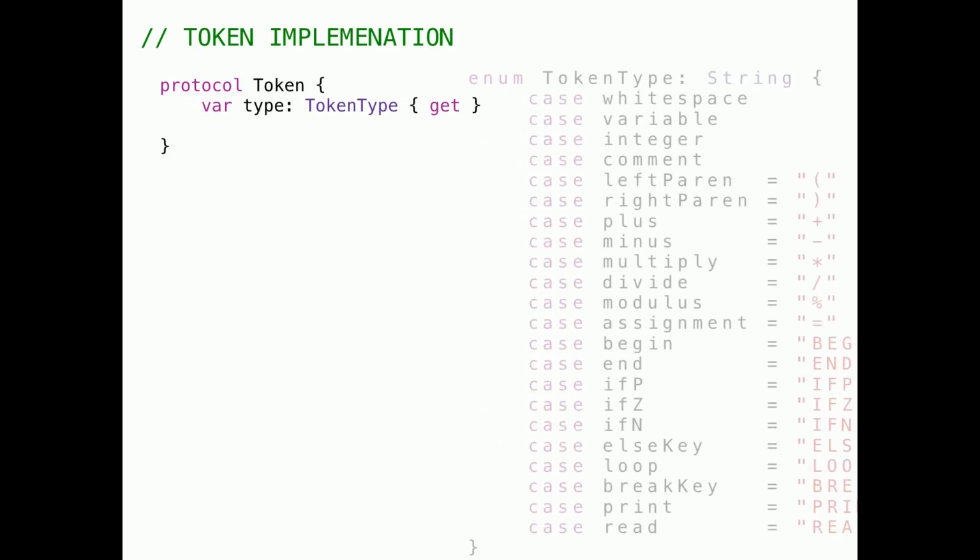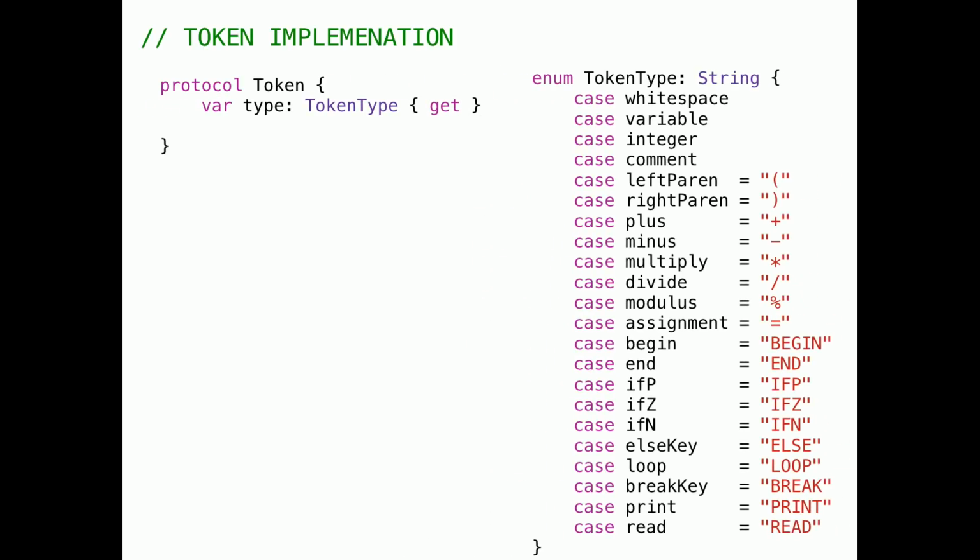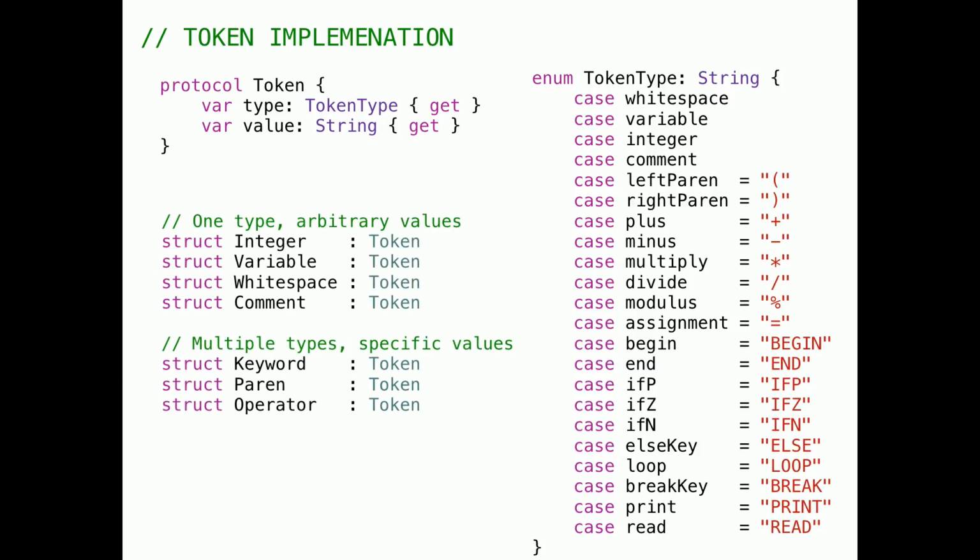Well, let's start by implementing the token. So we said that it had to carry forward the type of token that it is, and we'll do that with an enumerated type. We'll back that with a string, and we'll see why that's important in a little bit. And then we said we had to carry forward the raw value from our bitseed source code that this token represents. So it turns out there are two classes of tokens, and we need to look at how to implement each class. The first kind has one specific type, but can store arbitrary values. And the second kind has multiple types, but each type has a very specific value.